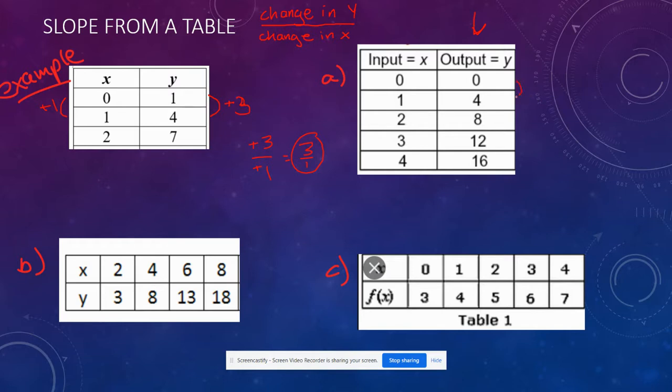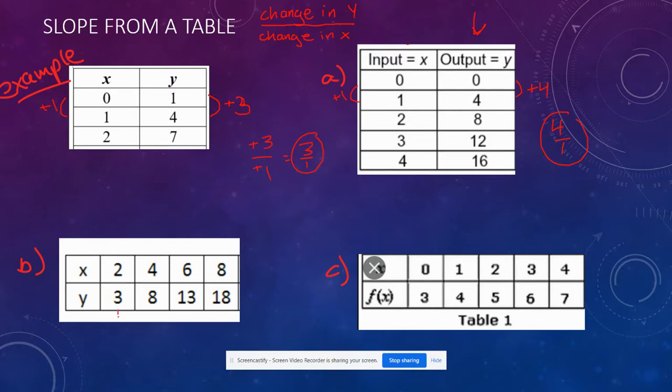You should have found that 0 jumped up by 4, and 0 to 1 jumped up by 1, so the ratio is 4 over 1, or just the whole number 4. I like to think of slope as a fraction. You'll see why later in the chapter, or in the lesson. Okay, how about B? Go and find the rise over run here.